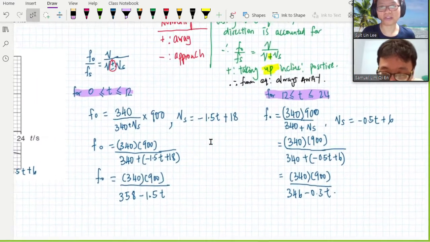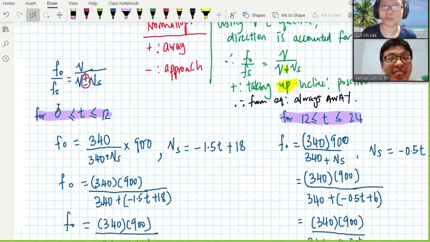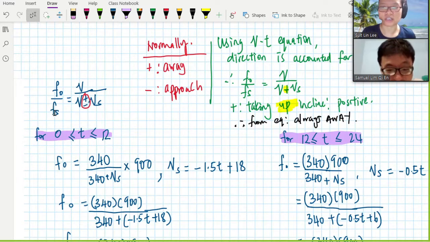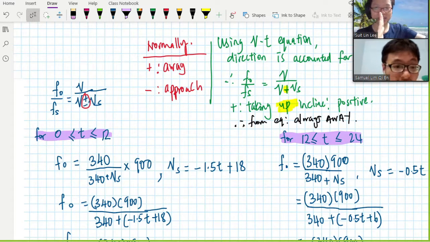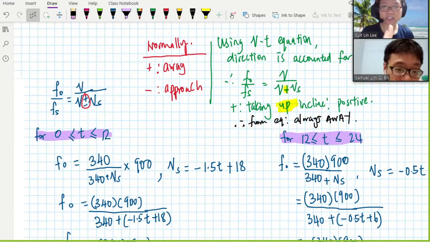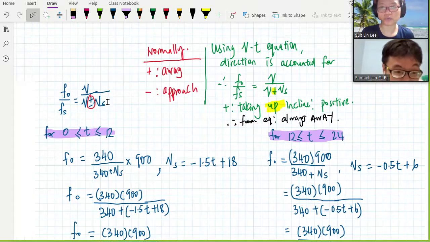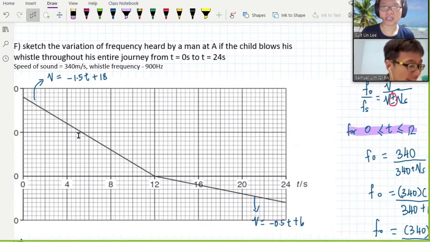We all know the Doppler effect equation, and we are pretty familiar with this. It looks like this. For some variations, the source frequency will be multiplied here. Normally, we will take plus if the object is traveling away. So if the observer is standing at A and the child is moving away, we will use positive, and negative if the child is moving towards. But for this particular special case, we are going to substitute Vs with this graph.